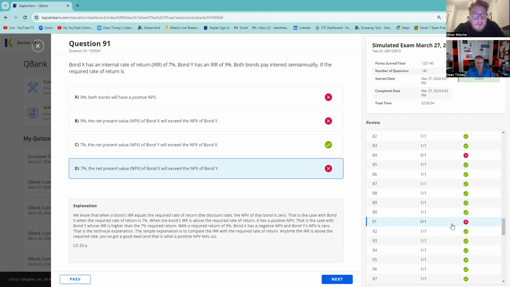We know that when a bond's internal rate of return equals the required rate of return, the discount rate, the NPV on the bond is 0. That is the case with bond X. Check it out, bond X, when the required rate of return is 7. When the bond's internal rate of return is above the required rate of return, it has a positive NPV. That is the case with bond Y, with an internal rate of 9. Oh, I get it.